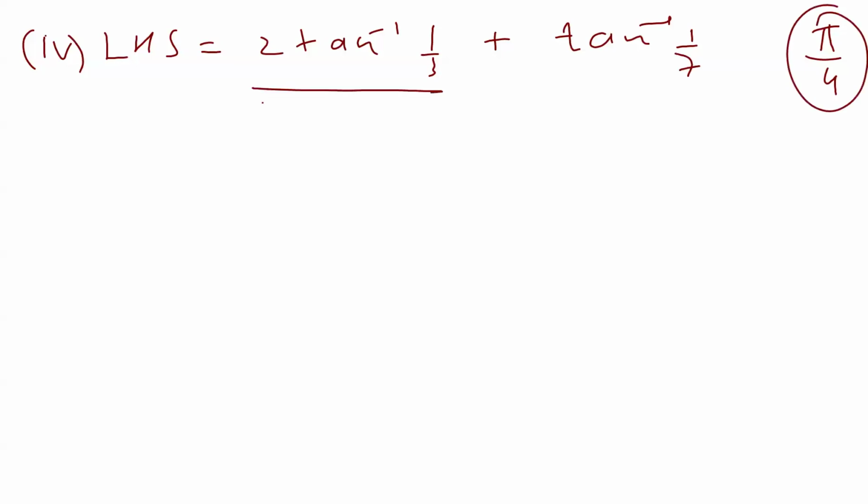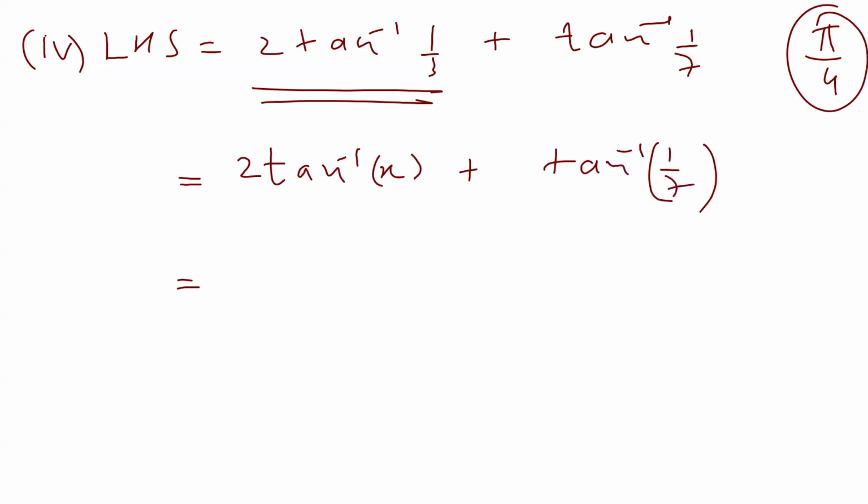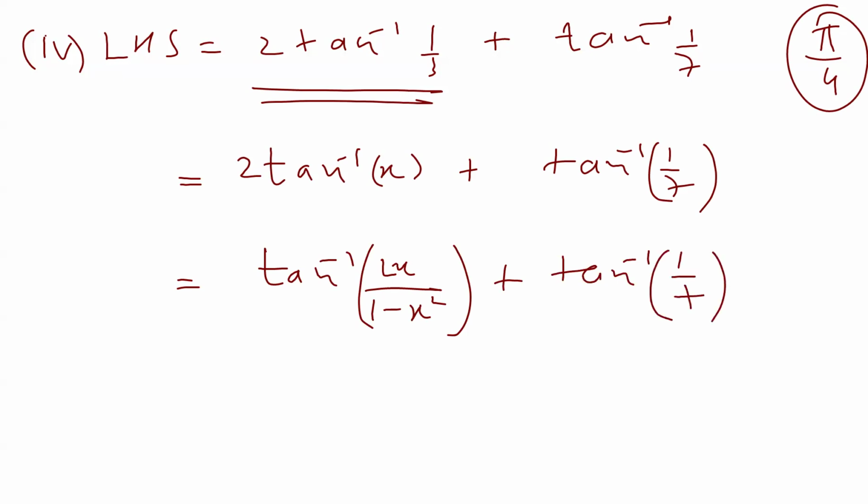LHS is equal to 2 tan inverse of 1 by 3 plus tan inverse of 1 by 7, and RHS is pi by 4. Step number 1, convert this 2 tan inverse into tan inverse. So the 2 tan inverse x formula you have to apply. So tan inverse of 2x upon 1 minus x square, plus tan inverse of 1 by 7.